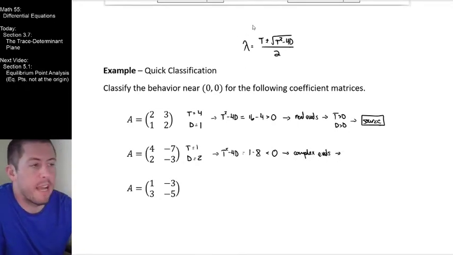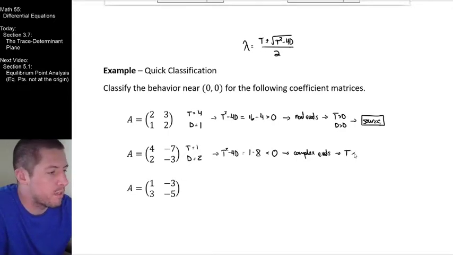For the complex eigenvalues, I'm just interested in knowing, was the trace positive or negative? Are we spiraling in or spiraling out? We've got a positive trace, so this must be a spiral source.